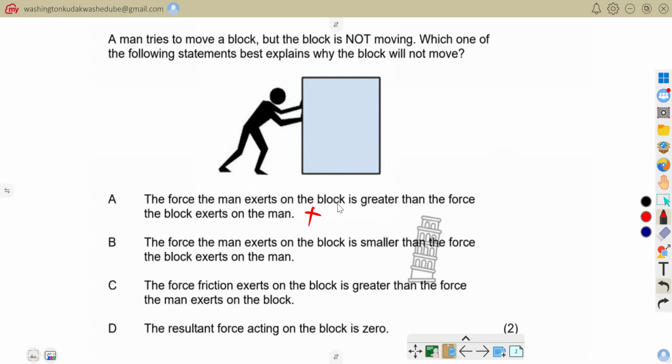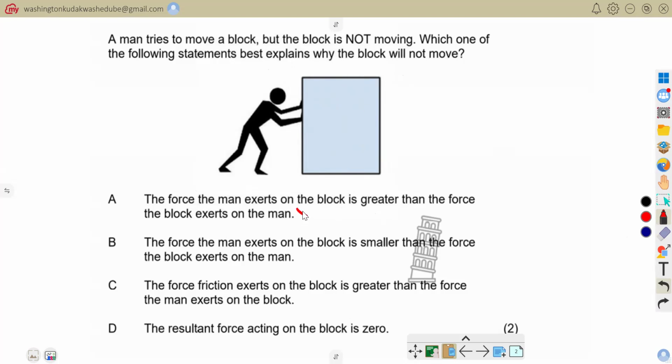Because if the force that the man was exerting on the block was greater than the force that the block is exerting on the man, then this block would start to accelerate due to Newton's second law. So this is out, because we want to examine why the block is not moving.